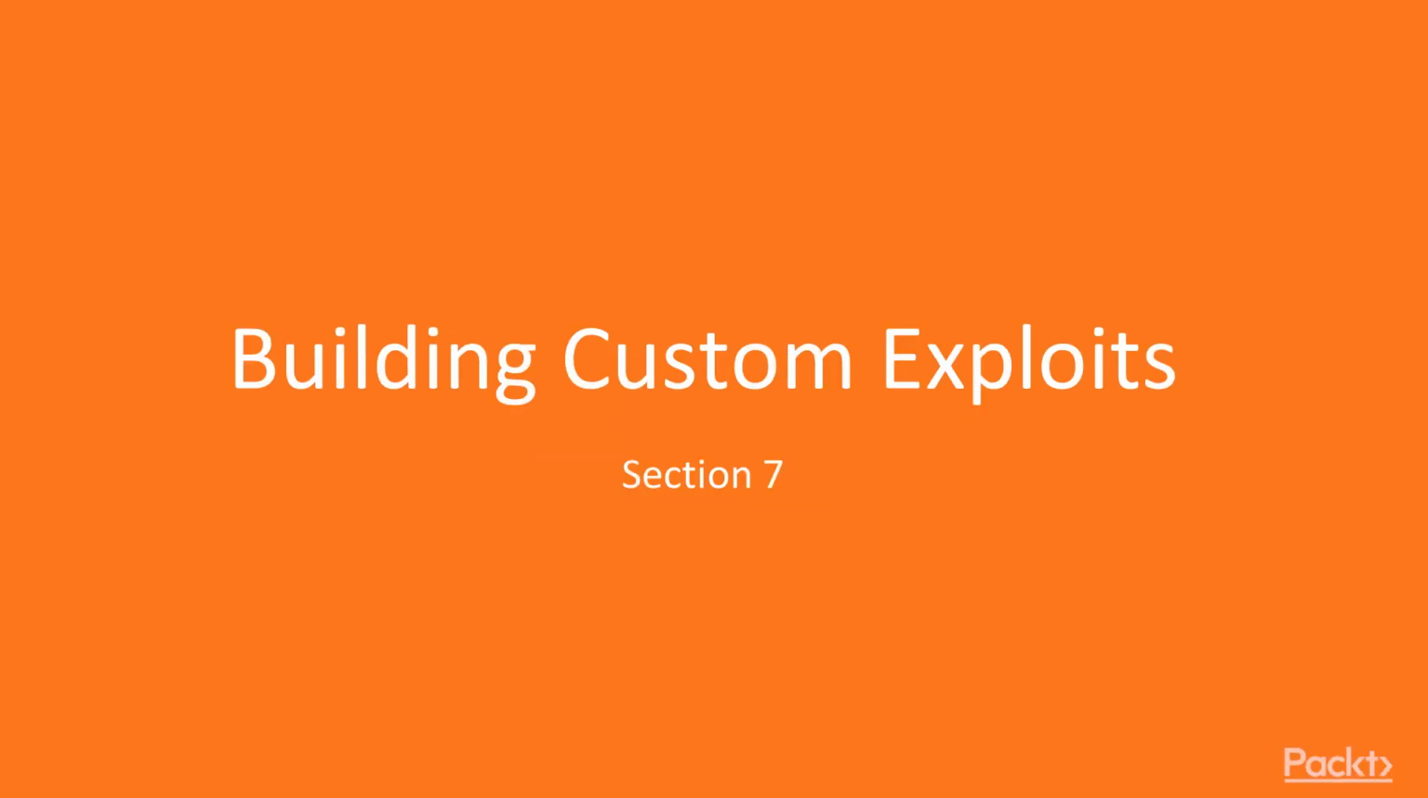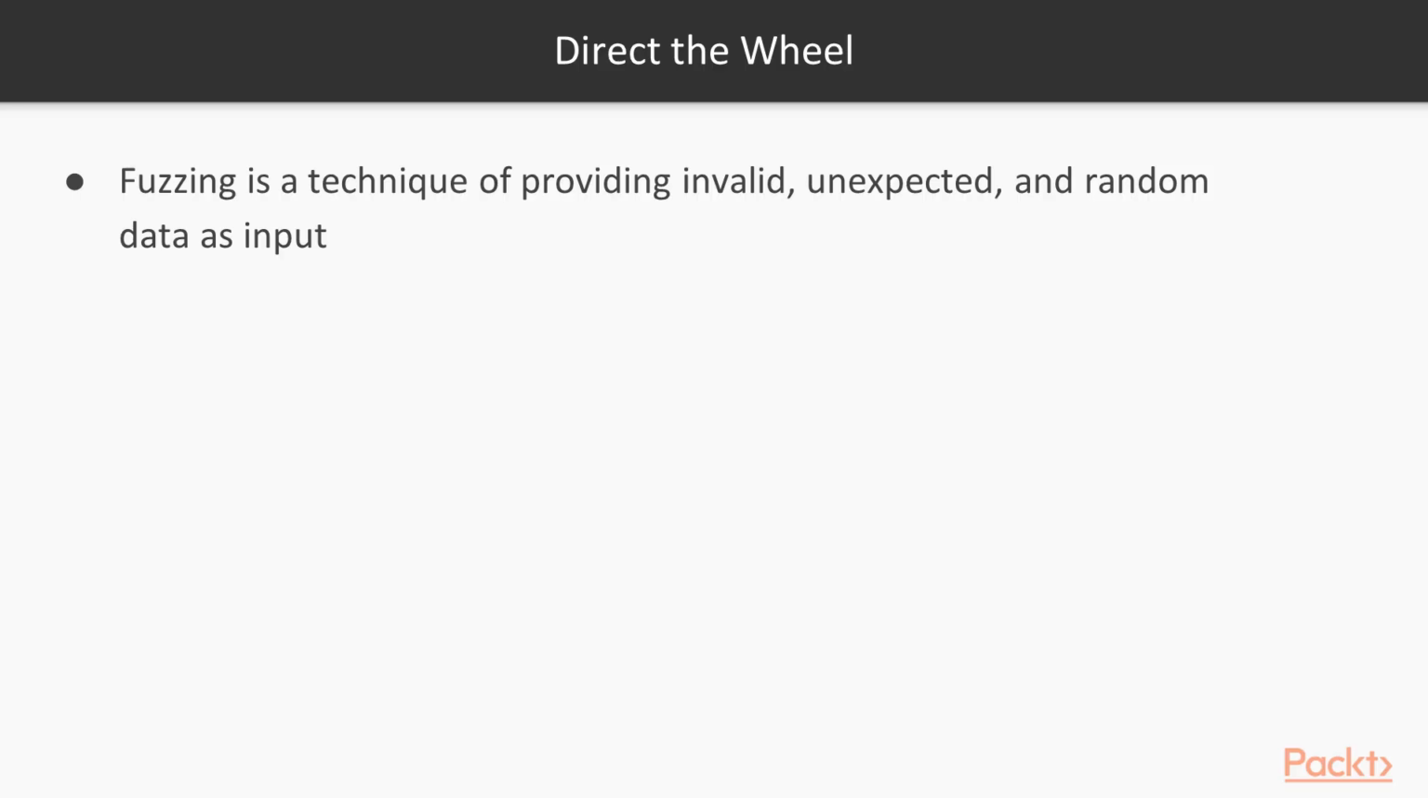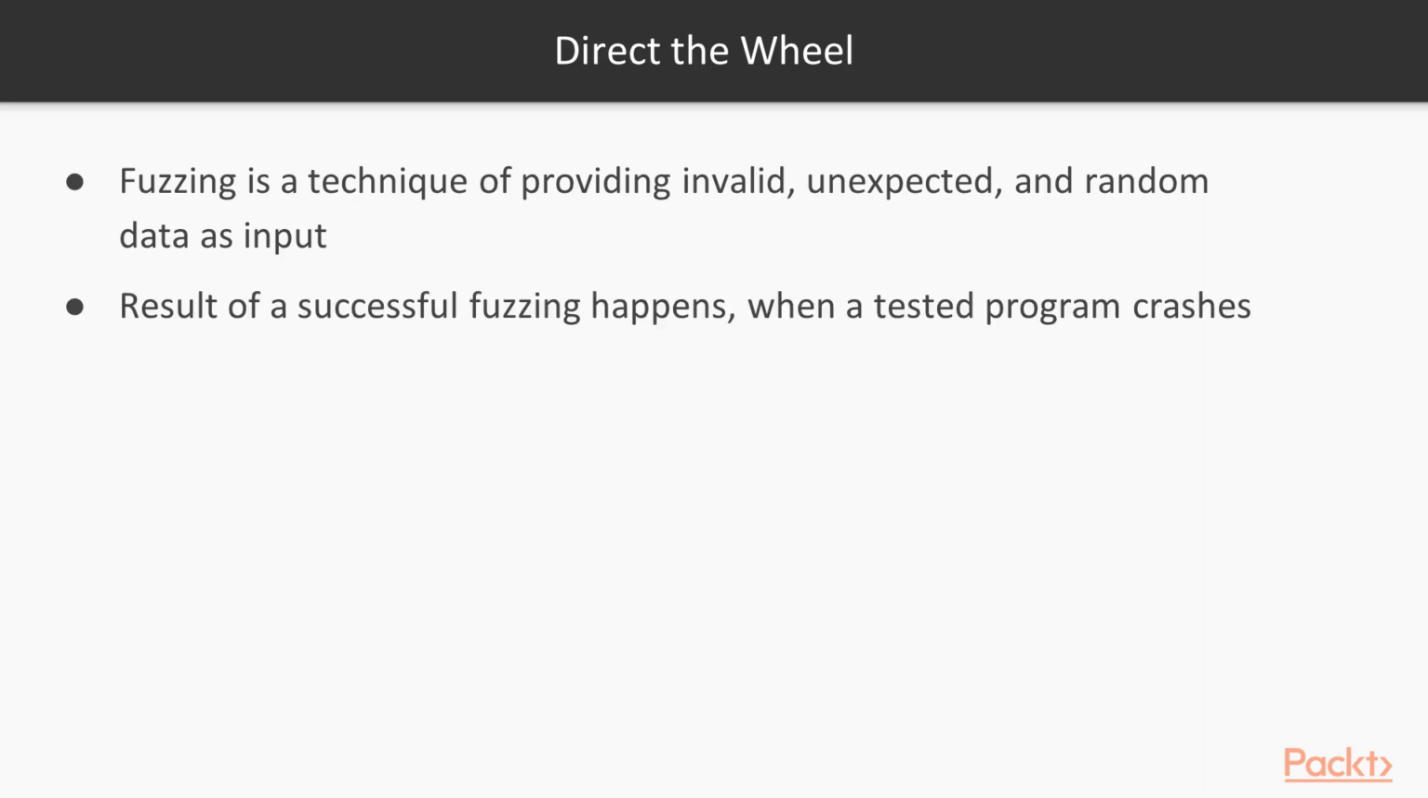Section 7. In this section, you will learn how to write buffer overflow exploits and port them into the Metasploit framework. Fuzzing and EIP control. Fuzzing is a technique for providing invalid, unexpected, random data as input. Successful fuzzing results happen when the tested program crashes.